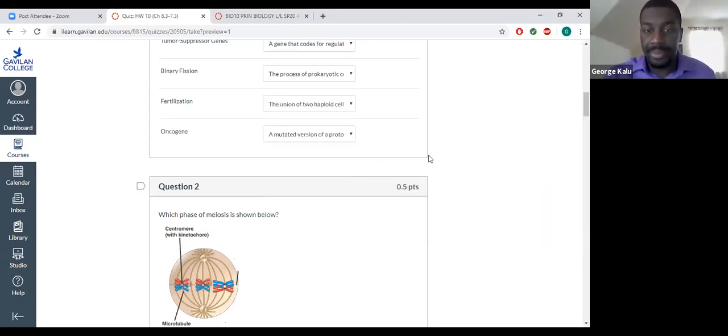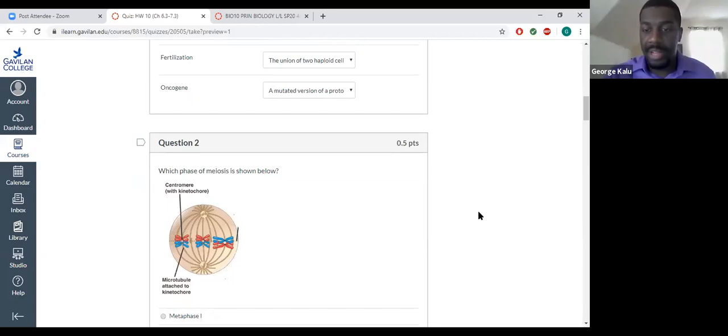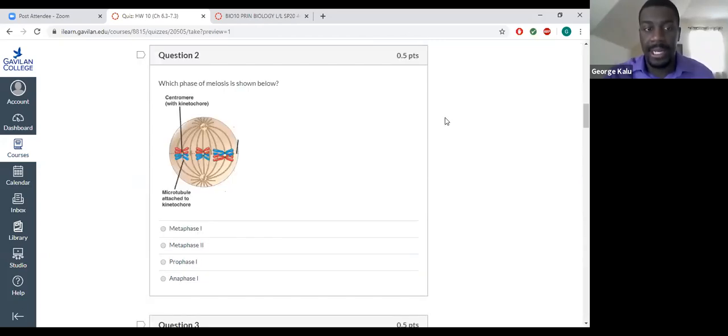Perfect. Okay, so those are all of our definitions. We had quite a few. All right, so any questions on any of these definitions before we move forward here? No? Okay, so if not, we'll go ahead and jump forward here. So question 2, which phase of meiosis is shown below? Is this metaphase 1, metaphase 2, prophase 1, or anaphase 1?